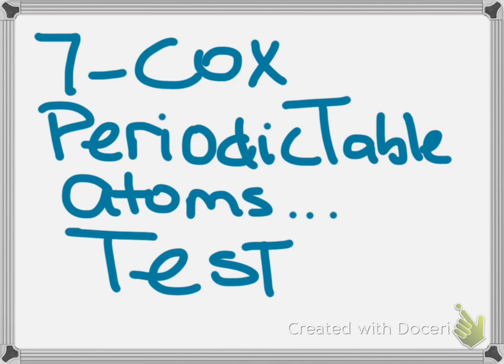Number 24. The nucleus of the atom contains 8 protons and 9 neutrons. The atom is electrically neutral. How many electrons does this atom have? A. 4, B. 8, C. 9, D. 15.